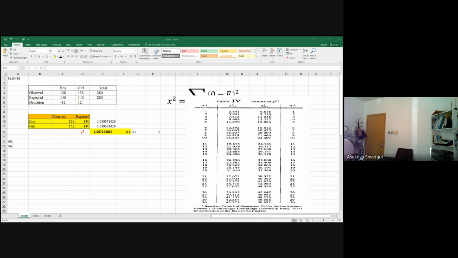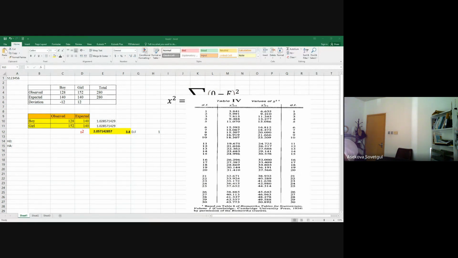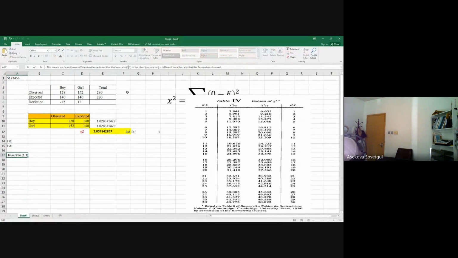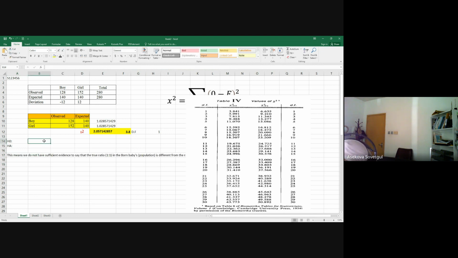So there are plenty of statements you can make, and it's not a mistake, okay? When I ask you to write down your hypothesis, you can make it in different ways, as long as I understand what you really mean. We can say that we don't have sufficient evidence to say that the true ratio, in this case 1:1, in the born baby population is different from the ratio that the researcher observed.